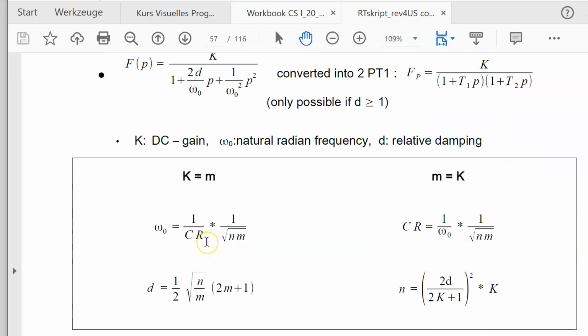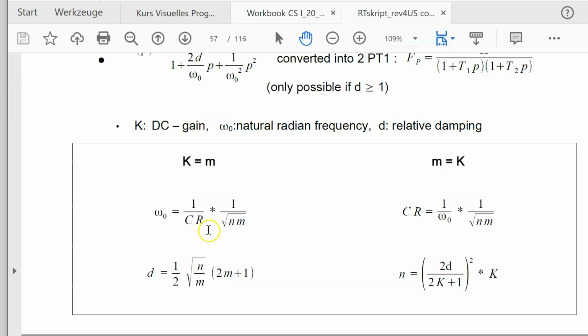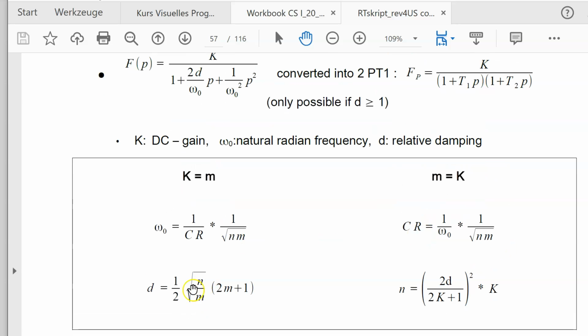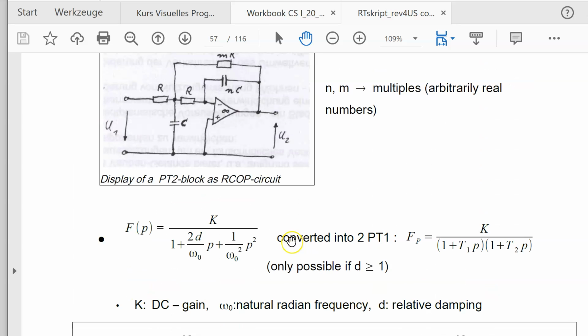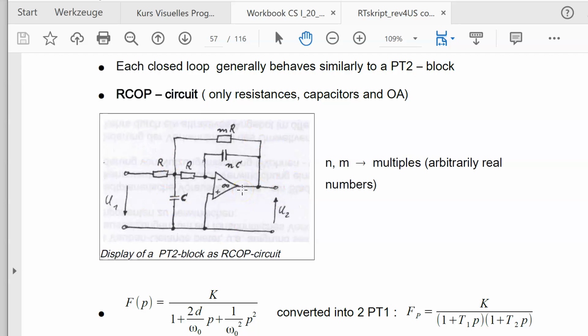The ratio together with the 3 unknown parameters K, natural frequency omega naught, and damping factor D, dealing with the component parameters, can be found in these 3 equations. If you know C and R and the ratio values M and N, then with these equations you can calculate the PT2 parameters. If you have given PT2 parameters and you want to know the circuit values, then use these 3 equations. So very quickly, note that the damping factor could also be smaller than 1, and this could have a resonant characteristic without inductivity. Other realizations you can find in the workbook.